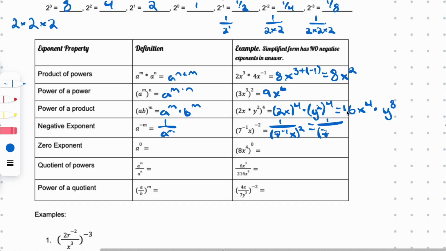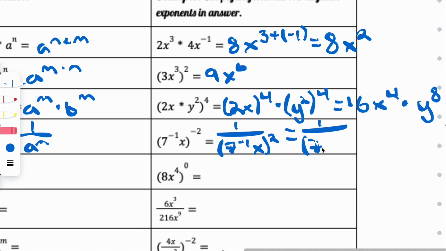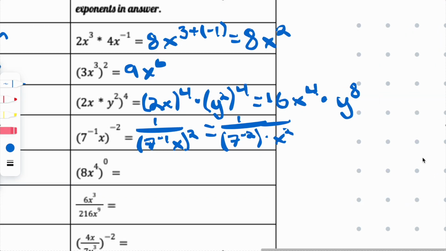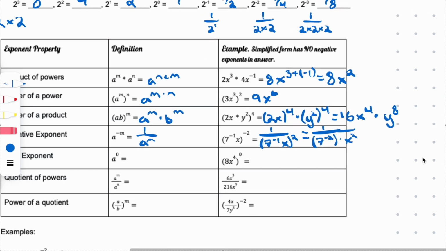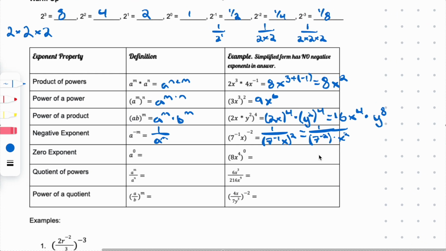So we get 7 to the negative second power times x squared. That's all under 1.